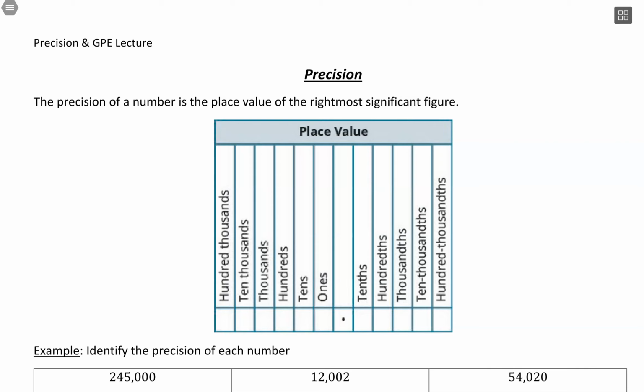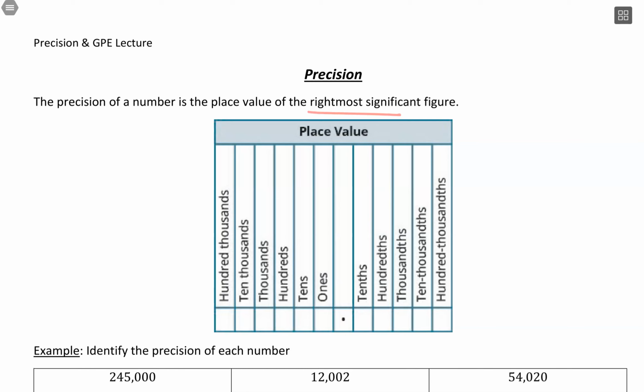When stating the precision of a number, what we are using is the place value of the rightmost significant figure. So this will mix two ideas together. When we're asked to identify the precision, our answer is going to be one of these words in here. That'll be our actual precision. But to figure out which place value we're using, we need to think about significant figures.